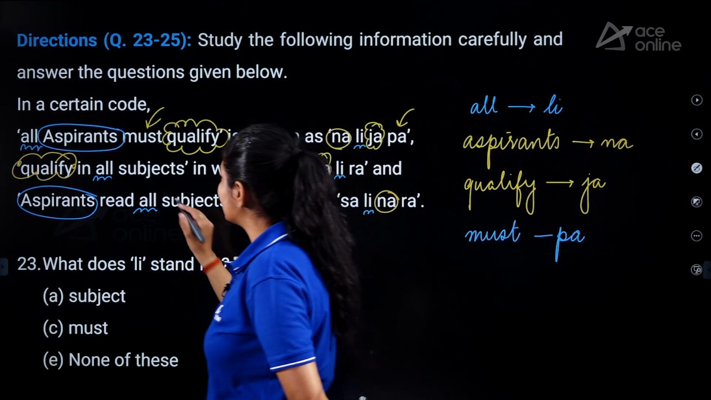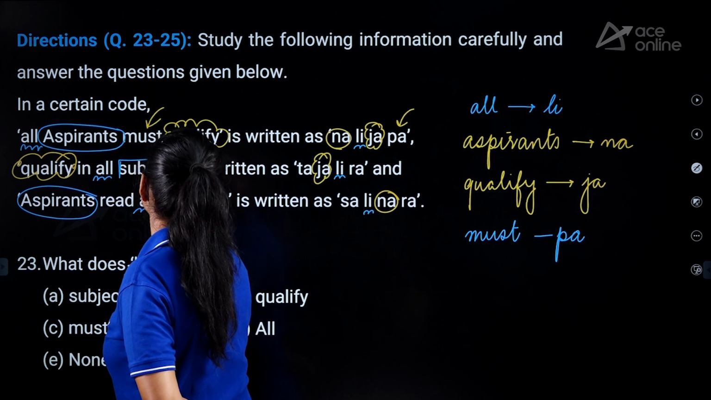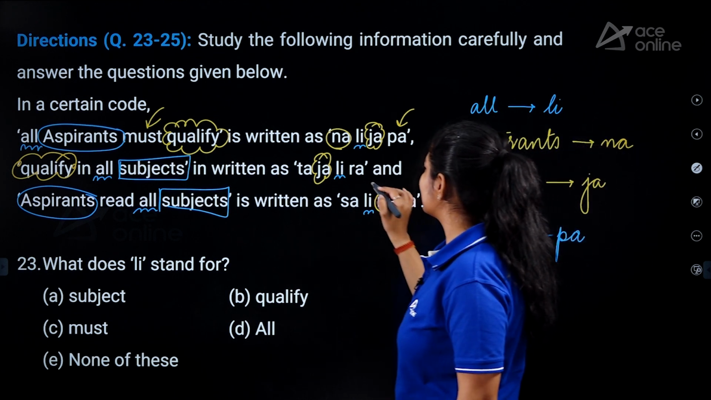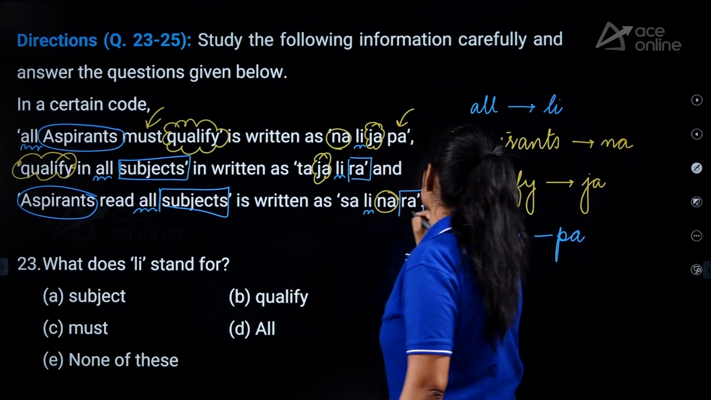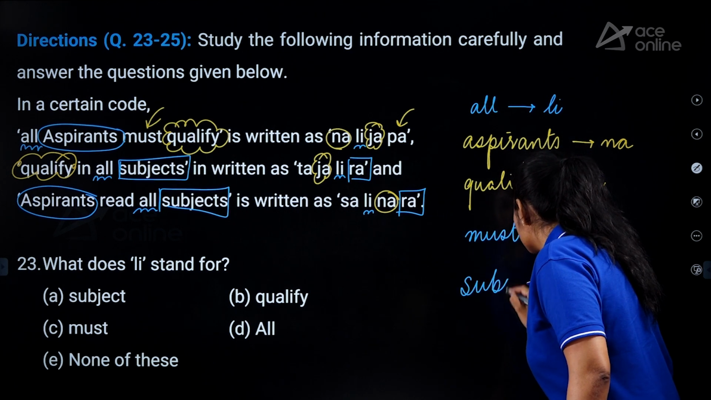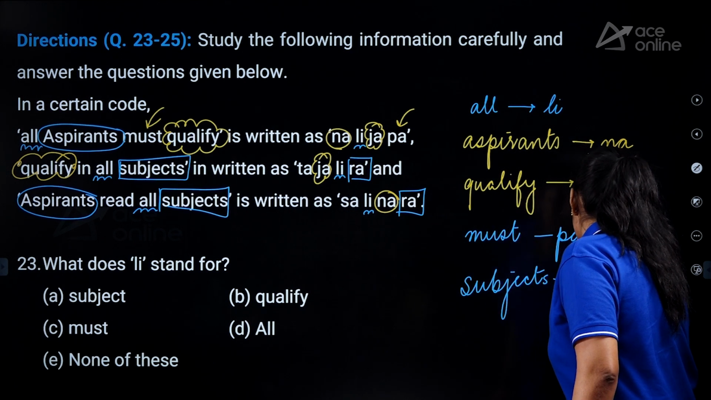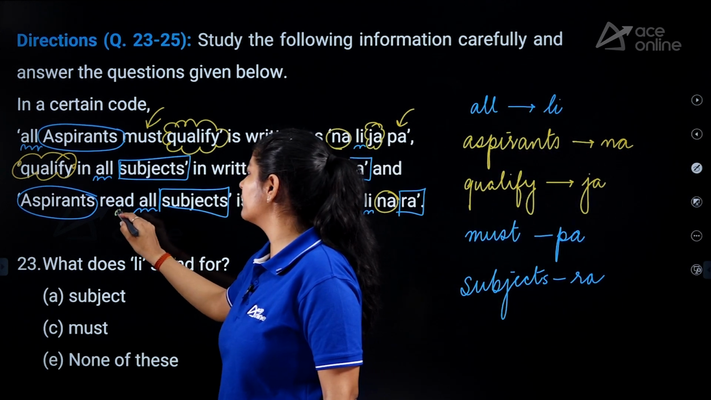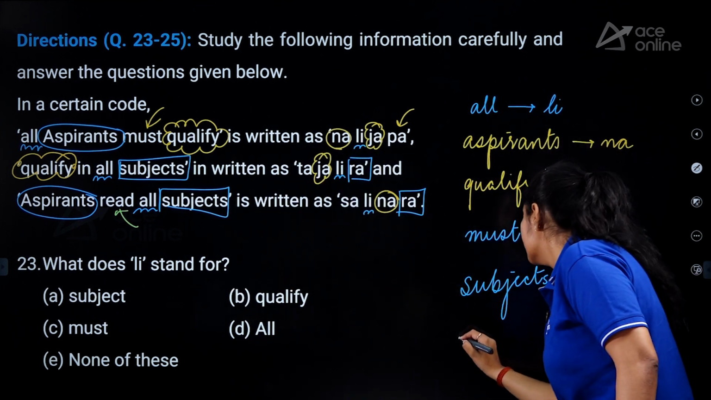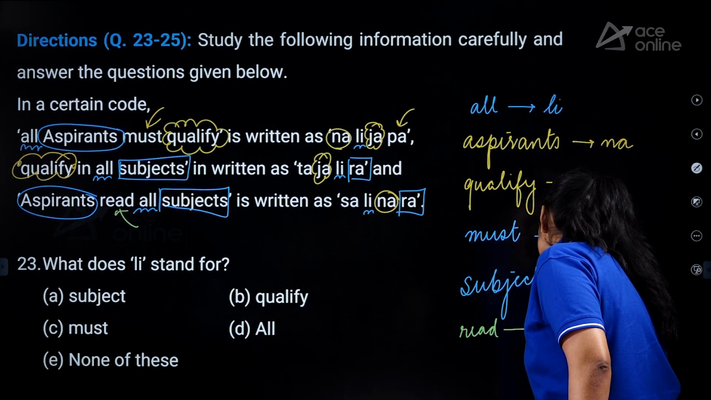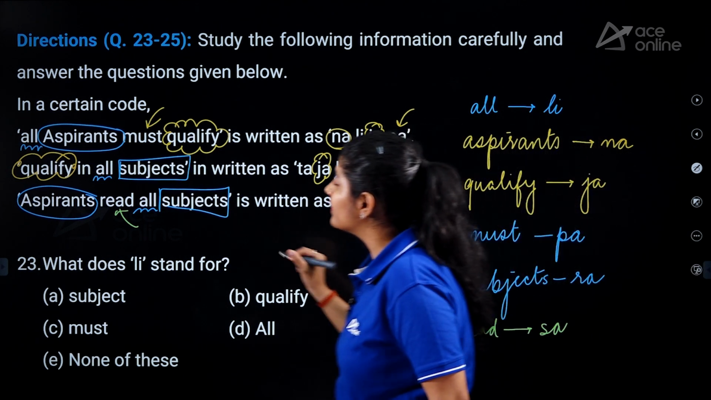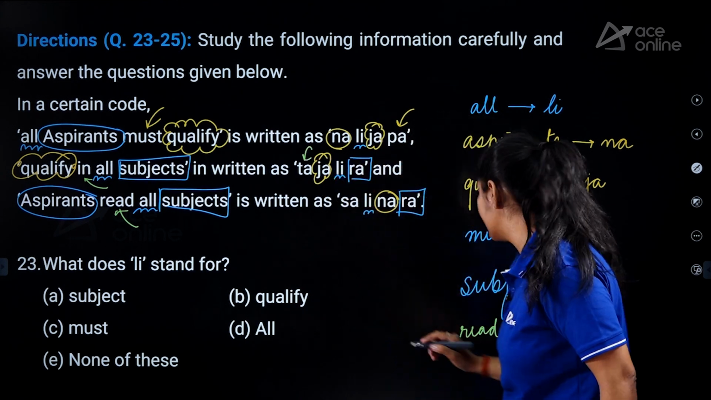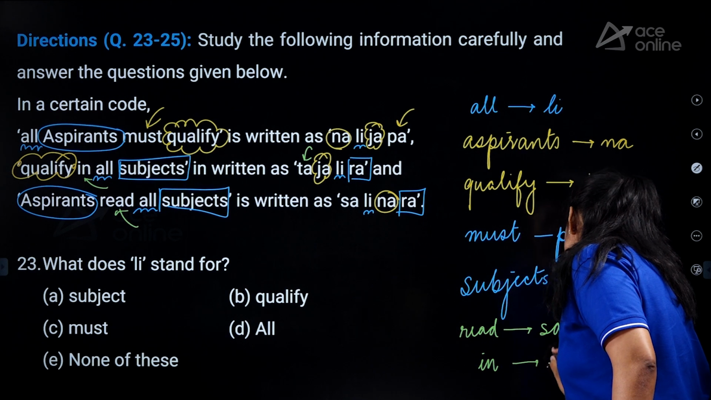Now, in these two lines, we have a word subjects which is common, and we can say that there is a code RA which is common as well. So for the subjects, we can write RA, and we are left with just one word and one code, that is read. So read is coded as SA, and apart from that, we are left with just one word, in, and one code, that is TA. So we can say that in is coded as TA, right?